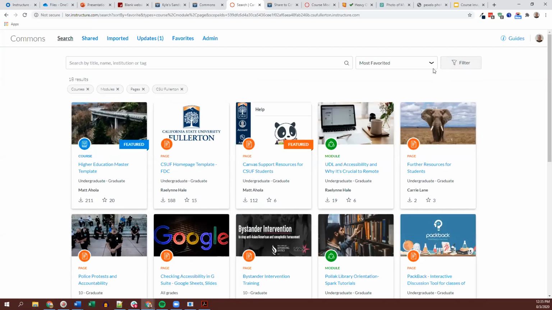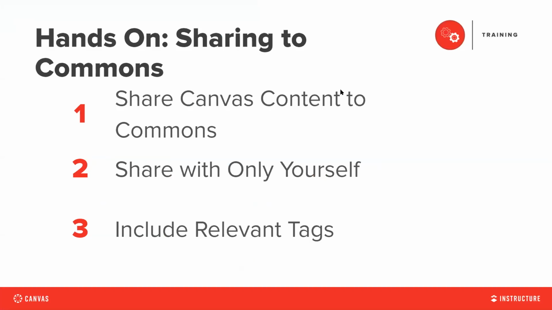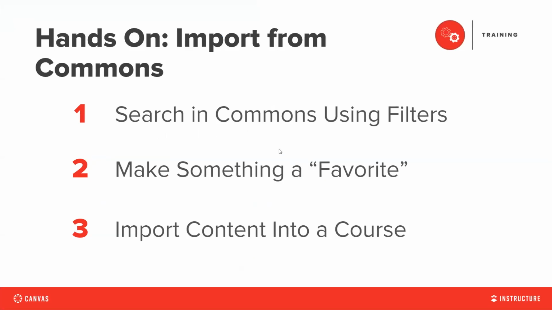So those are just a few ways that you can search and find content. Let's go ahead and give you a shot at finding some of your own content. So go to Commons, search for something, make something a favorite, whether it's a template, and try importing that into a course. And then I'll give you about 10 minutes to do that, and then we'll be back.